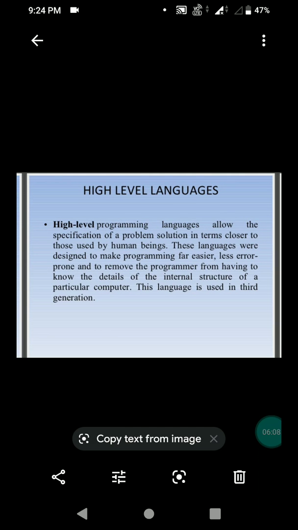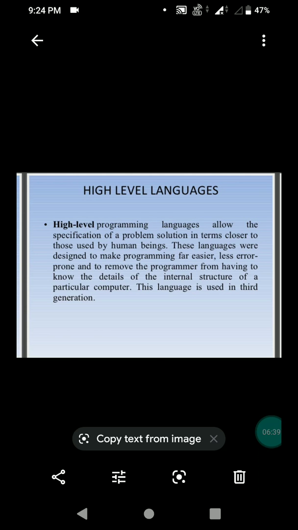Then comes your high level language. From the third generation onwards, we started with high level languages. Third, fourth and fifth generation also, now we are still using high level language, and natural languages have also started. So high level language: this programming language allows the specification of a problem solution in terms closer to those used by humans. Now our English-like or human understandable languages have taken the form of code.